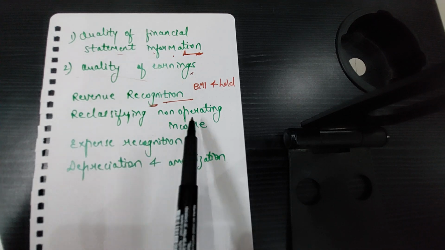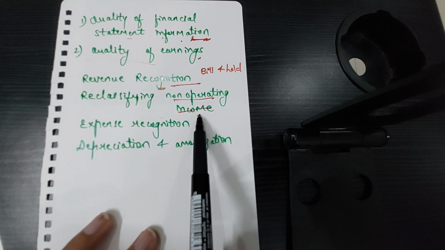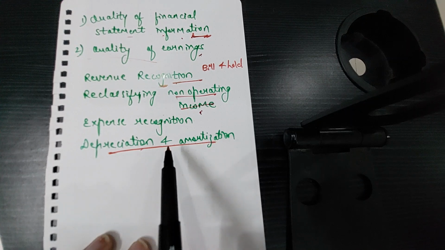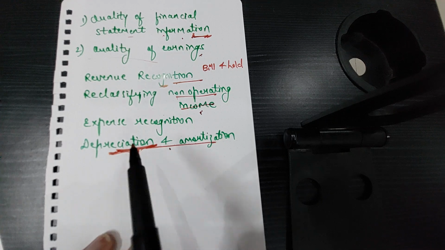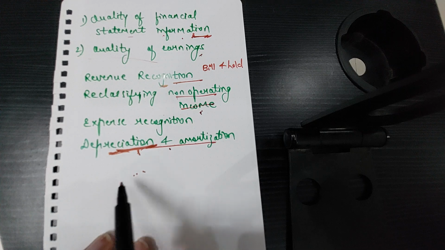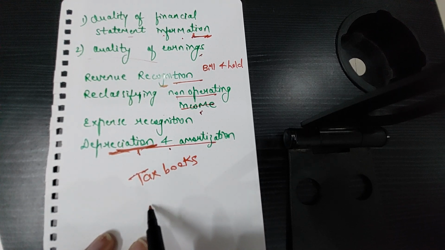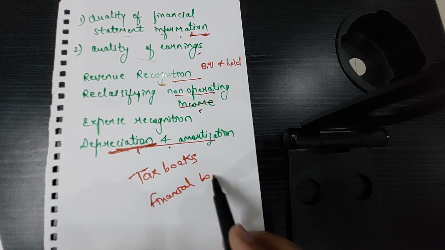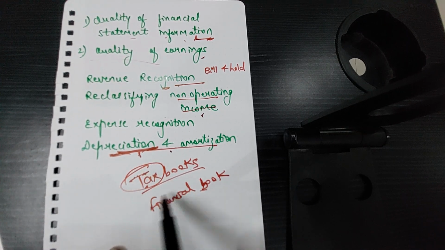So they might classify the income which is actually non-operating as operating income, because it is in the hands of the management's discretion. Especially when you talk about management's discretion, so this depreciation, amortization, the methods that you use for depreciation is in the management's hands. So they might use a method which inflates your operating income, because then there is one thing, that is textbooks and your financial books. Your textbooks are different. The depreciation applied here can be different from the depreciation applied here.